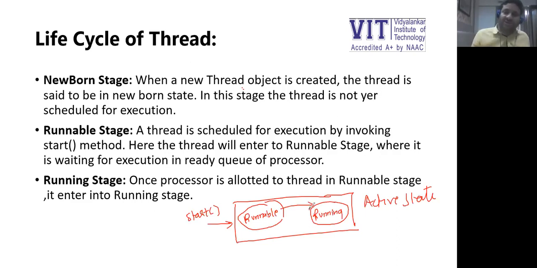Now, suppose a thread is in running state and a higher priority thread comes and requests the processor, then my thread will voluntarily hand over the control. This is done using the yield method. Normally, when a thread loses the processor, the thread goes to block state. But here, the thread voluntarily hands over the control using the yield method, so it will not go to block state. My thread will go back to runnable state.